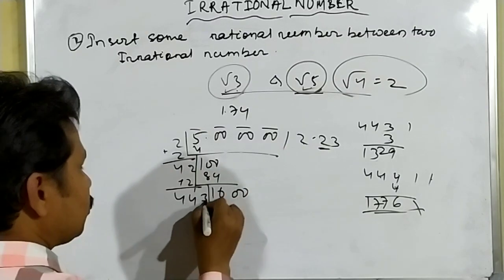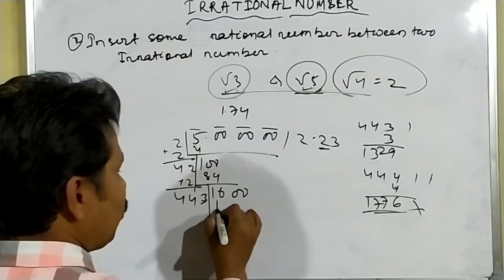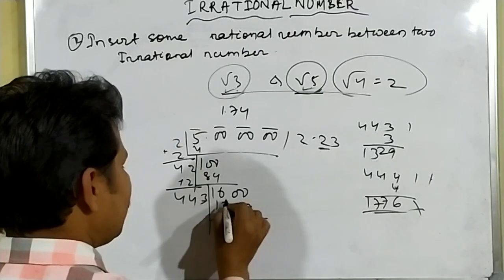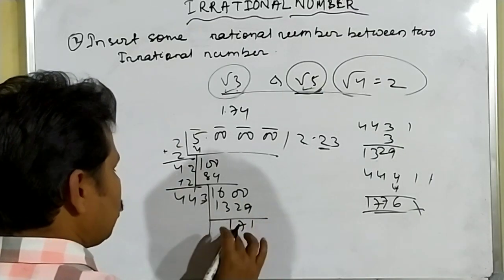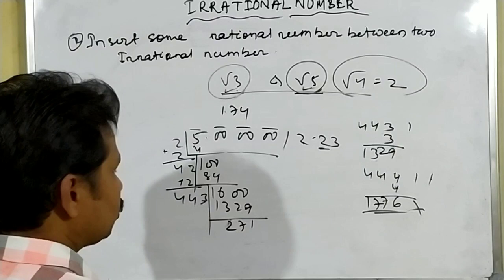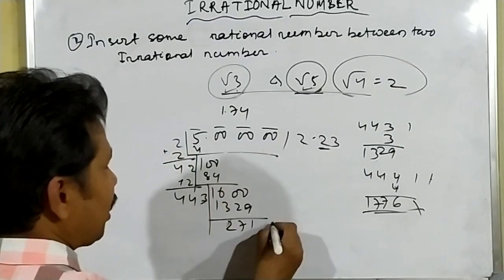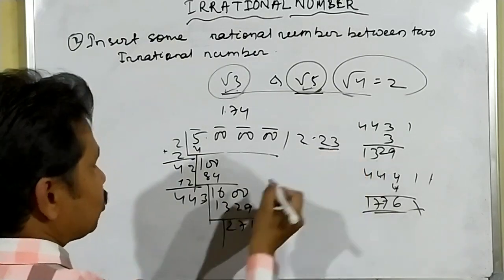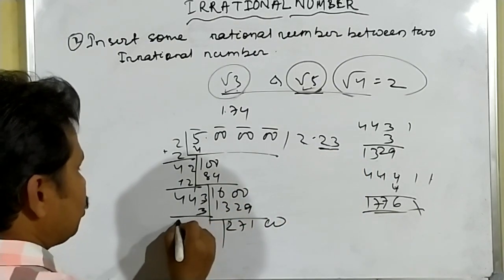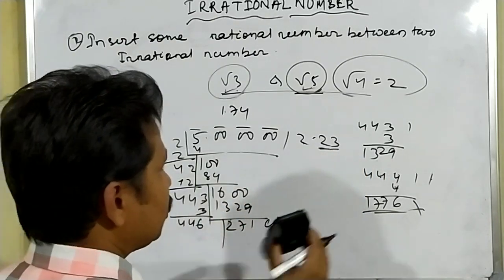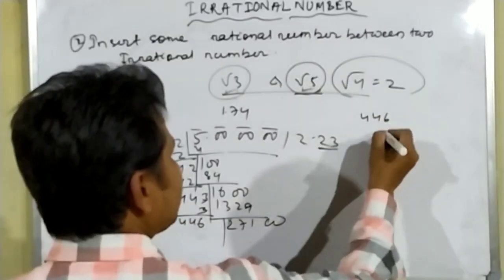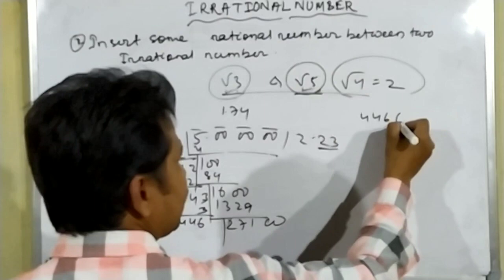So the result is 3. What is the result? 1 3 2 9. Here is 1, here is 7, here is 1. Sorry, here is 2. Yes or no? So again we have to write 20 here, and what did we write last? 3. So add it with 3. So the result is 446. So what number will we write here? 446. So let us take 6.